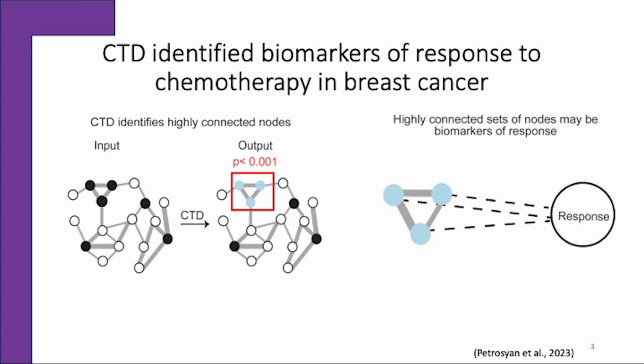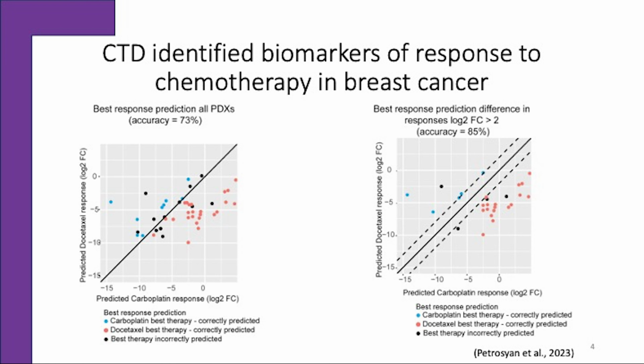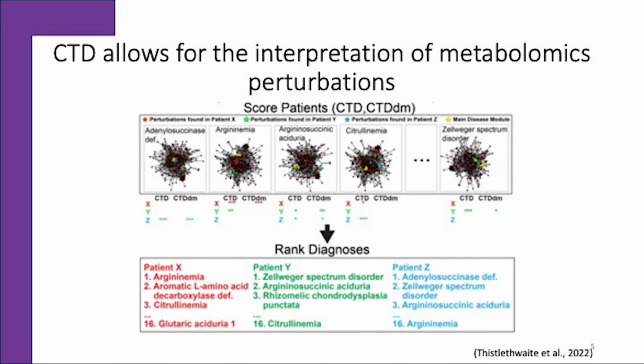I would first like to discuss some CTD use cases. So in this initial use case, we showed that CTD was able to identify biomarkers of response to chemotherapy in breast cancer. CTD identified highly connected sets of nodes, which we then showed were associated with response of the breast cancer samples to chemotherapy agents. We then showed that the small sets of genes identified by CTD were predictive in determining the best response for murine models of breast cancer.